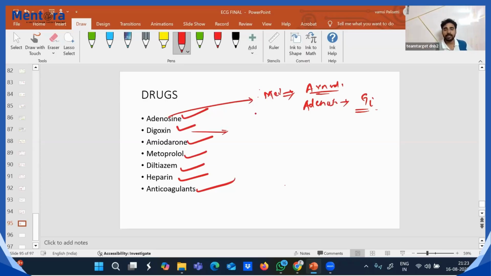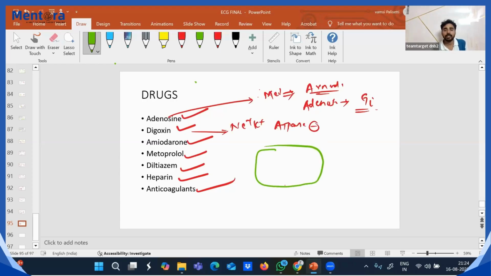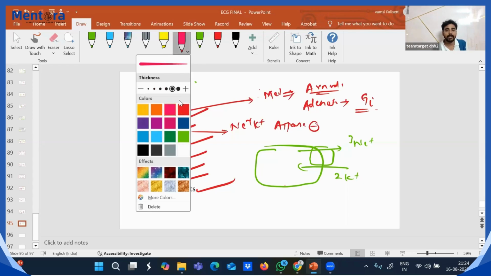And digoxin, let's discuss a little bit. What is the mechanism of digoxin? Sodium potassium ATPase pump inhibitor. Excellent. So what is going to happen? This is your cell, and this is the sodium potassium ATPase. It helps to pump 3 sodium outside and 2 potassium inside. Now, digoxin is blocking this pump.